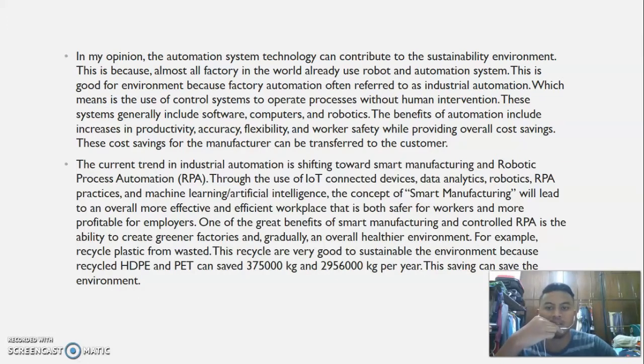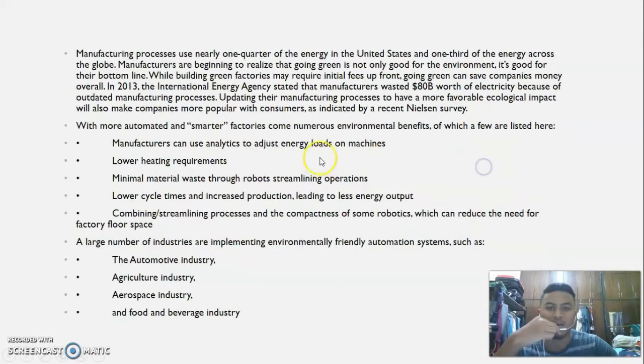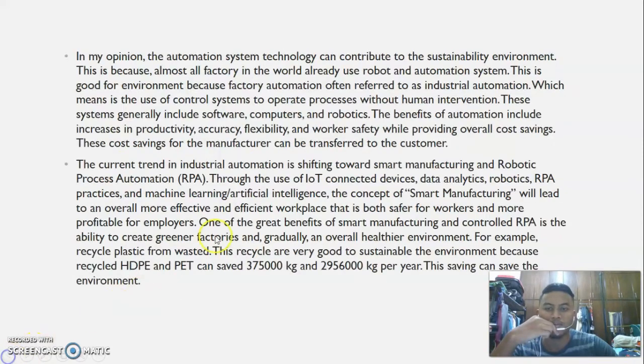This system generally includes software, computers, and robotics. The benefits of automation include increased productivity, accuracy, flexibility, and worker safety, which provide overall cost savings. The cost saving for a manufacturer can be transferred to the customer.